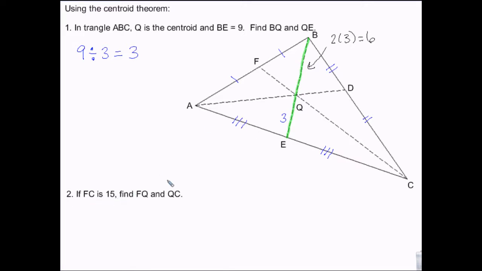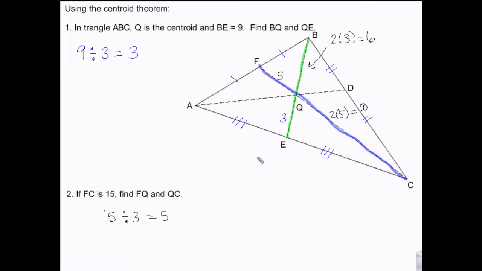So like let's look at FC. FC is 15. FC would be this line. So if I take FC, that's 15. I'm going to divide it by 3, so that's 5. The short part is going to be 5. The long part is going to be 2 times 5, so it'll be 10.